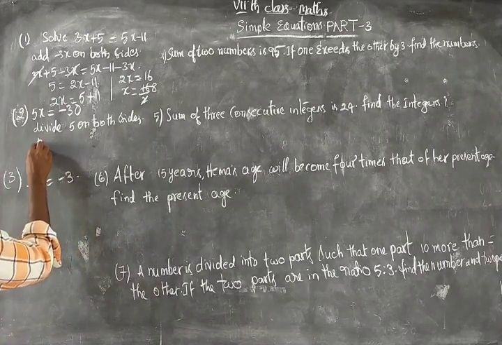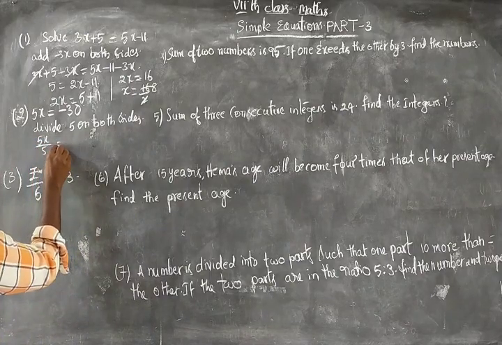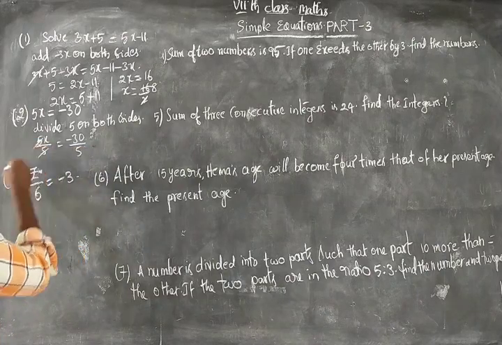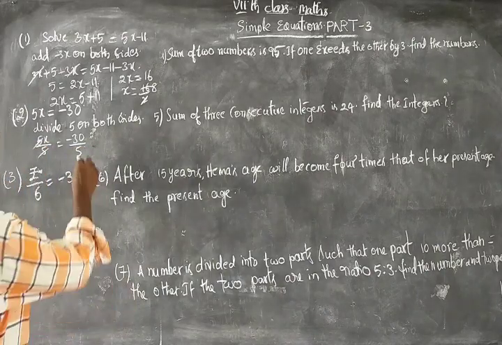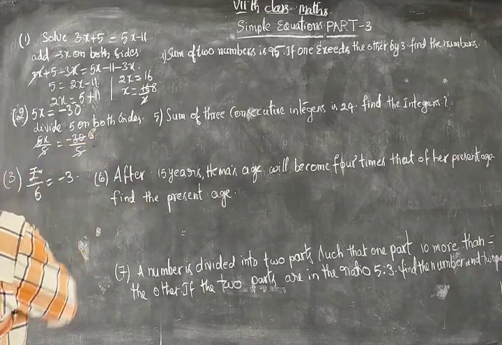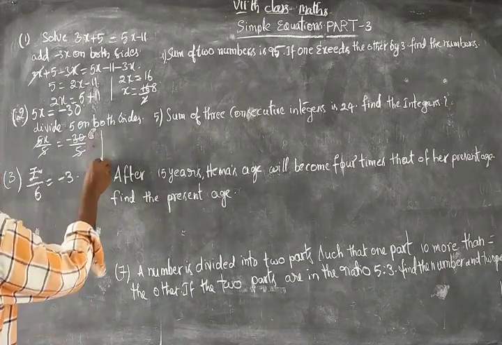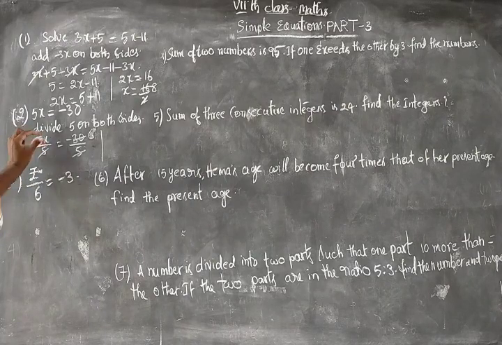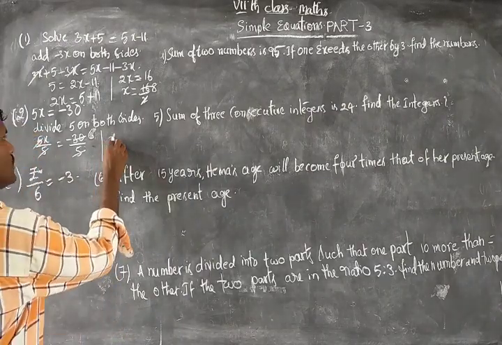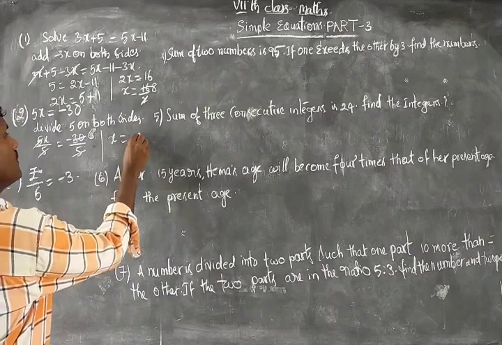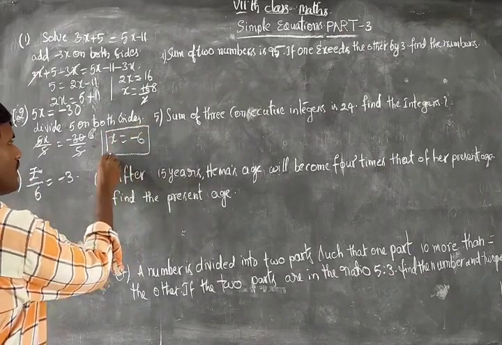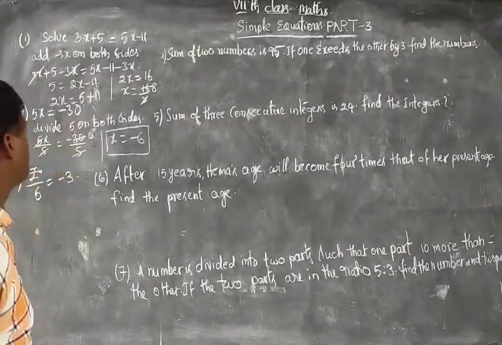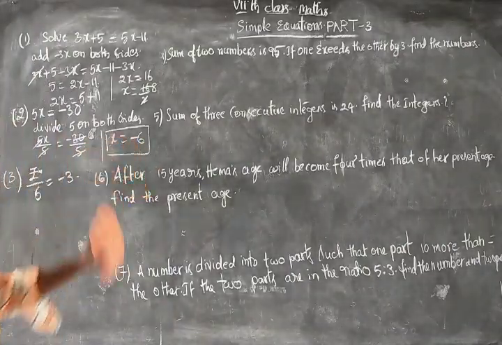Then 5x by 5 is equal to minus 30 by 5. Here 5 and 5 cancelled. Five how many times? 6 times. Then here 5 and 5 cancelled, and only we have x. Then x is equal to how much? Minus 6. So we got x equal to minus 6. Next one, x equal to minus 1.